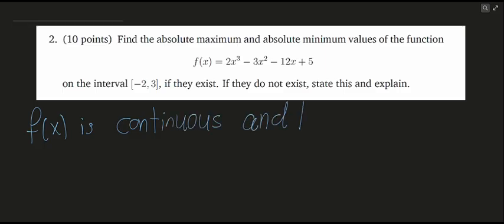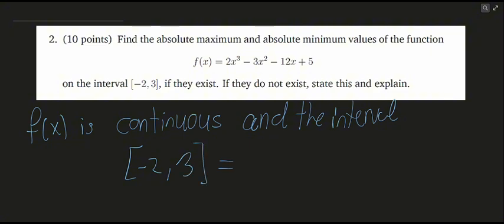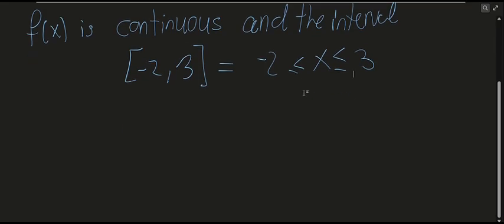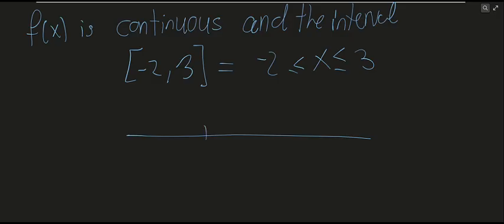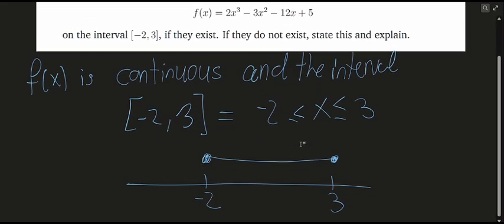And the interval, let me just remind you of this interval notation. When we say negative 2 comma 3 in brackets, that's equal to x is between negative 2 and 3, including the endpoints. Literally everything on the real line between negative 2 and 3, including those little endpoints. So if you want to graph it, even though it's strictly optional on the test, that's really all there is to it.